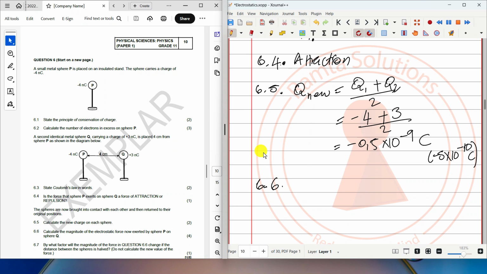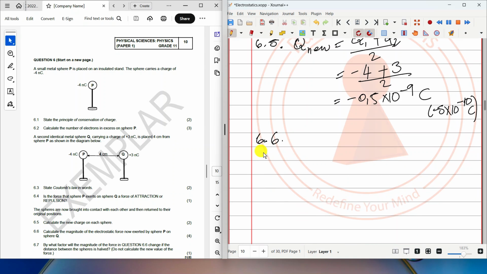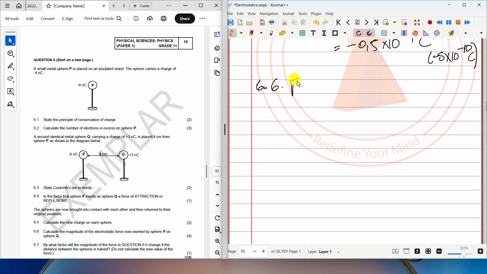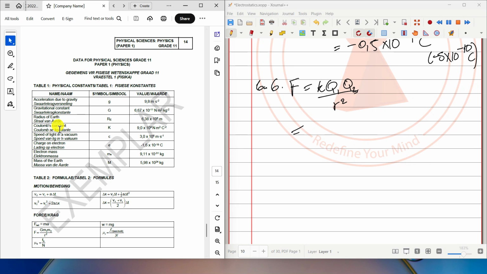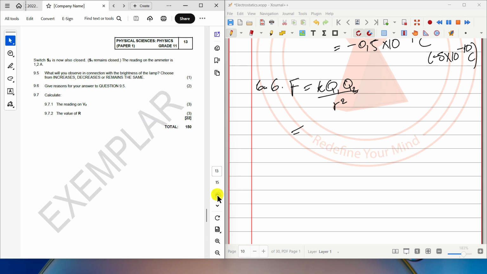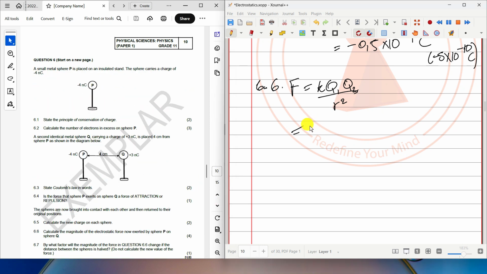Now 6.6 says calculate the magnitude of the electrostatic force exerted by sphere P on Q. Remember, at this point they have been brought into contact. So this electrostatic force is k Q1 Q2 all over r squared, isn't it? Good. This k, if you have forgotten it, is still provided. The Coulomb's constant is 9,0 times 10 to the 9. So it is 9 times 10 to the 9.